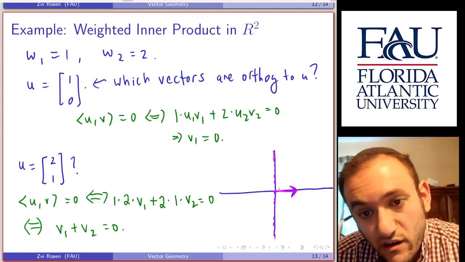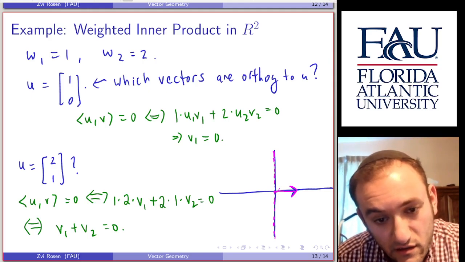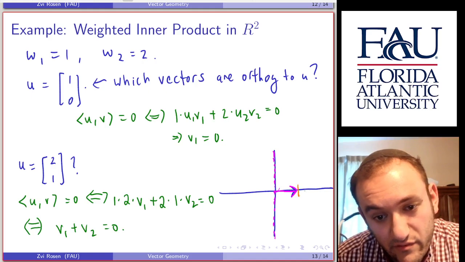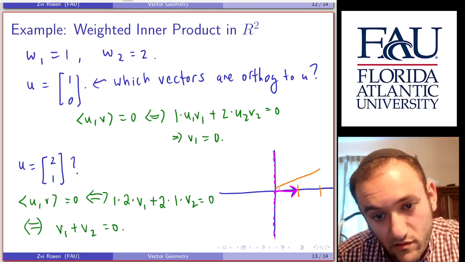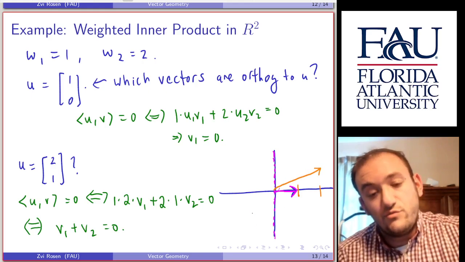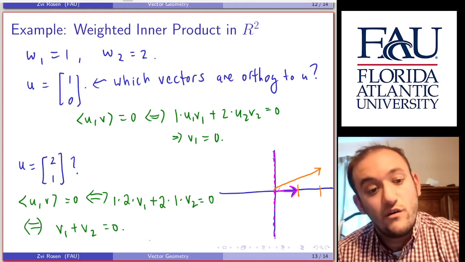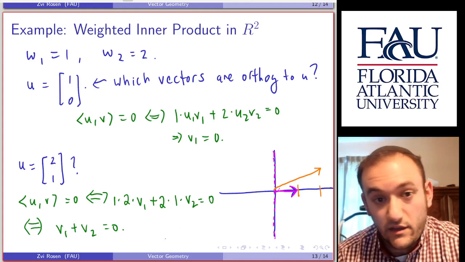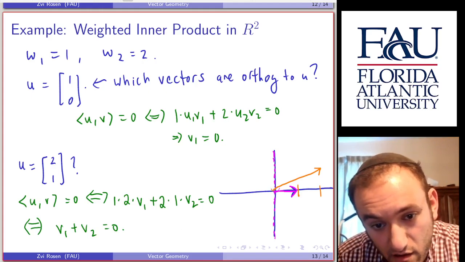Okay, so in particular, if we use this color, so we have 1, 2, so this is 2, 1. Oh no, it's too high. There we go, that's better. 2, 1. The vectors orthogonal to that are the ones on the line y equals minus x.